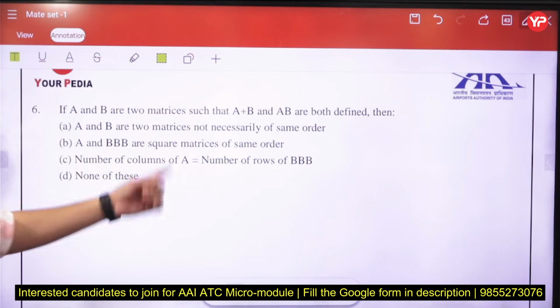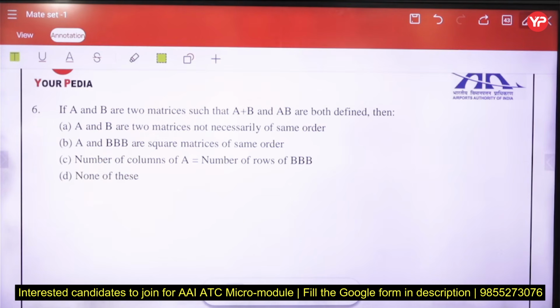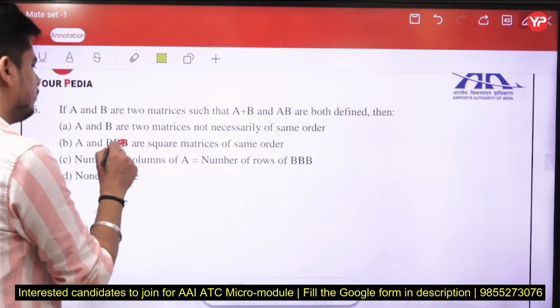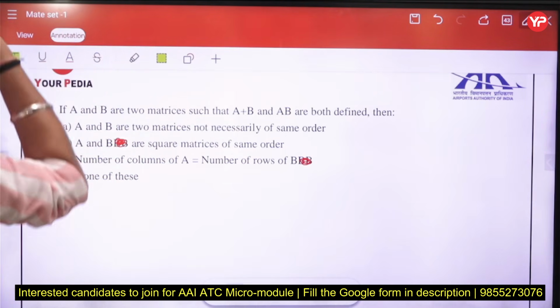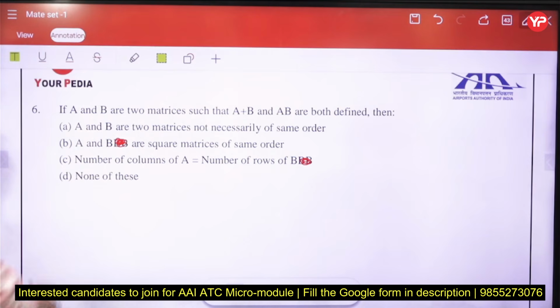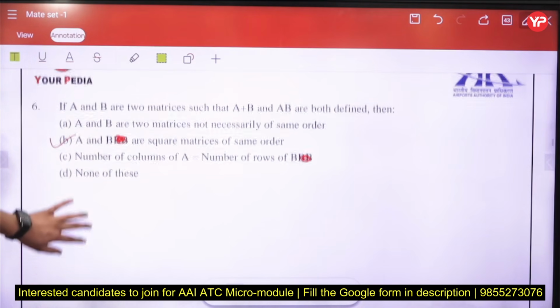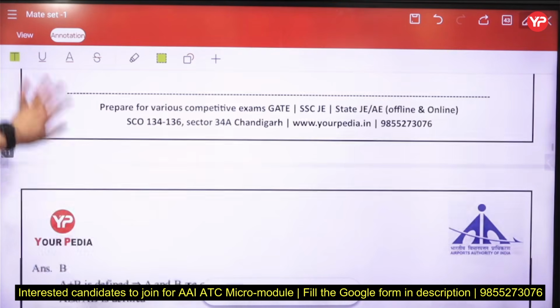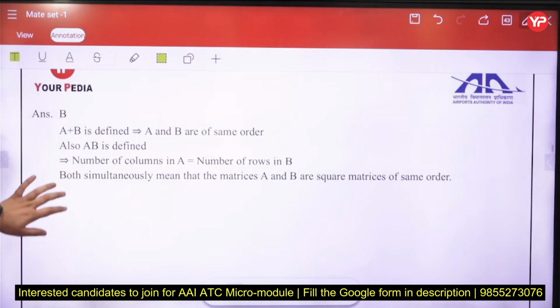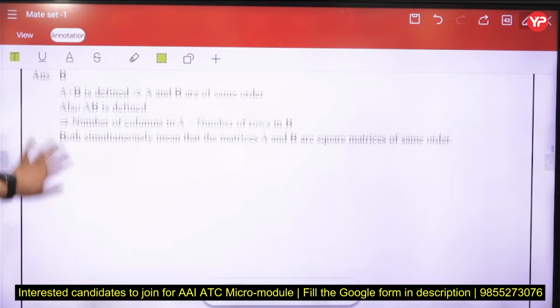A and B are square matrices of same order, right? The number of columns of A equals the number of rows in B. See, basically this is A into B, A and B, right? So what we can say is that A and B are square matrices of same order, right? The answer will be B, because the addition will only be defined when the two matrices have the same order, and for same order square matrices multiplication is possible, right? The answer will be B.